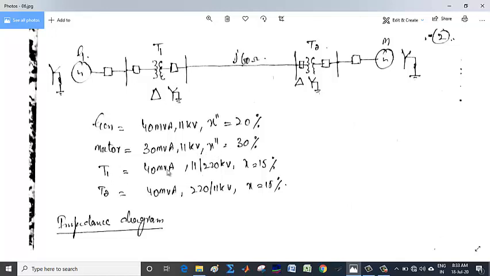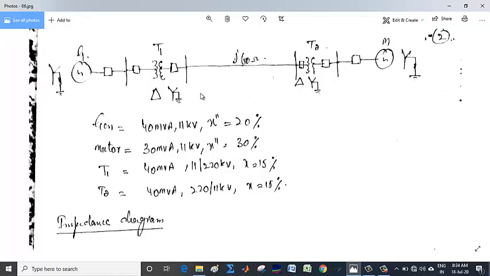And transformer T1 is this. It is also 40 MVA, 11 by 220 kV, and these values are line values, or we can say three-phase voltages. And its reactance, the transformer reactance, as we have discussed earlier, the transformer can be represented only by a single reactance, and this is the information about the reactance. Similarly, this is the information about transformer T2. This is how the single line diagram is represented, and its data is also represented.